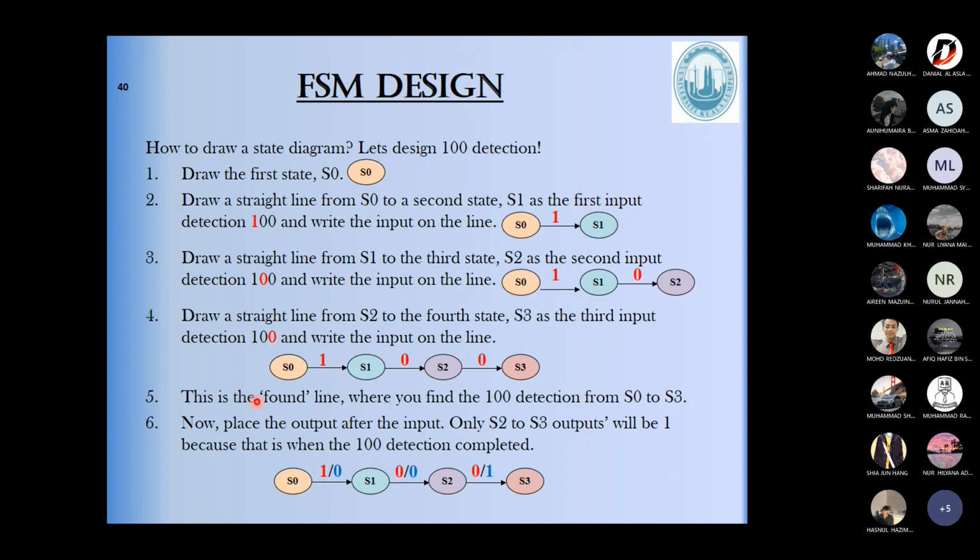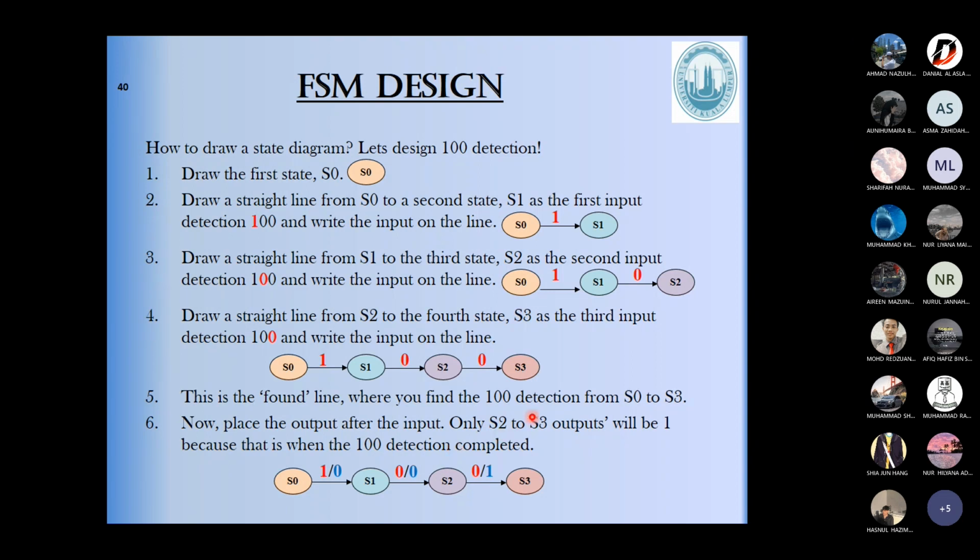So this is the found line where you find the 100 detection from S0 until S3. So saya terangkan kat sini macam mana you nak buat benda ni. Okay, now place the output after the input. Okay, note that only S2 to S3 outputs will be 1 because that is when the 100 detection completed.